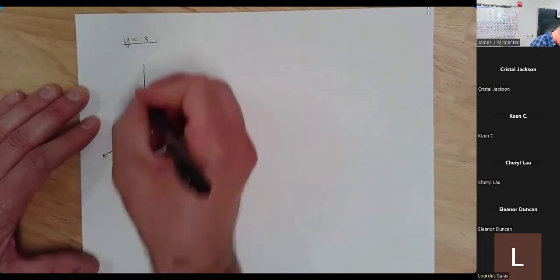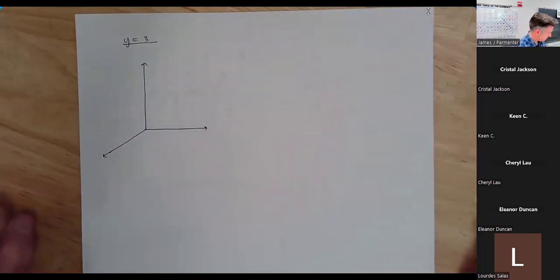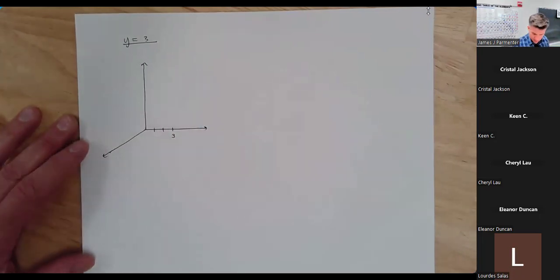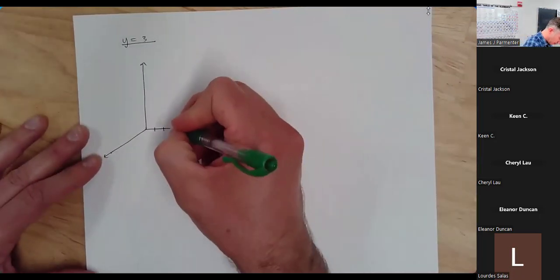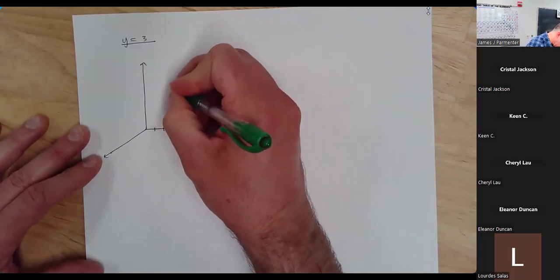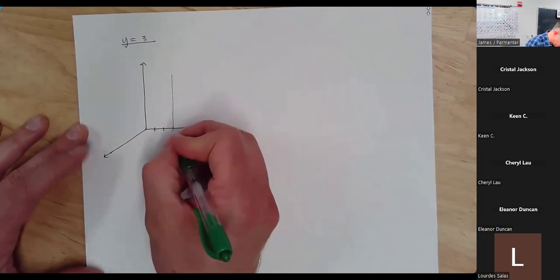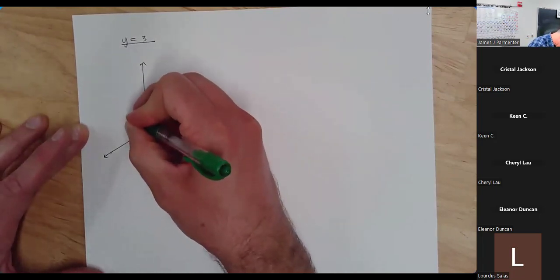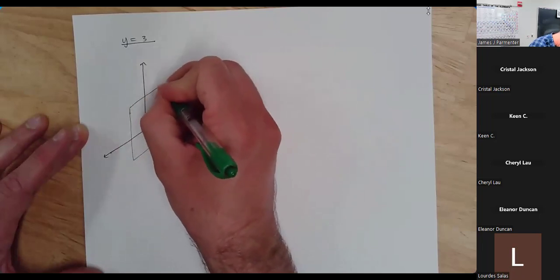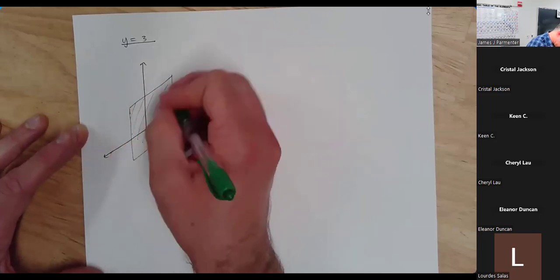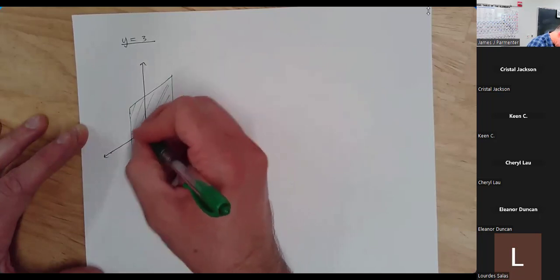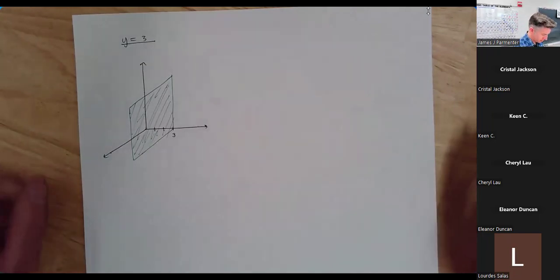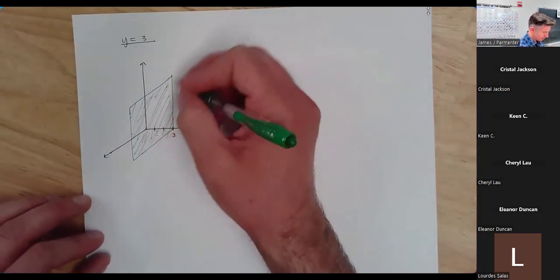The y ones are always the hardest for me, I think. So I'm going to go over 3 in the y direction, and then I'm just drawing the plane. Let's use green. So I'm going as much as I want in the z direction and as much as I want in the x direction. There's my plane, y equal to 3. I moved 3 to the right, and this surface has freedom to move in the z and the x direction.